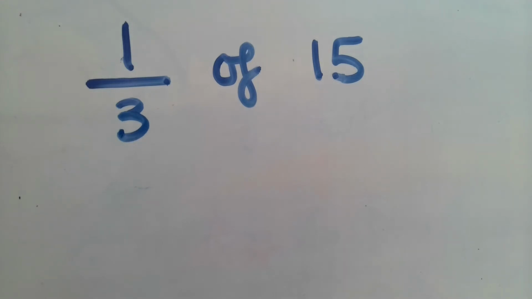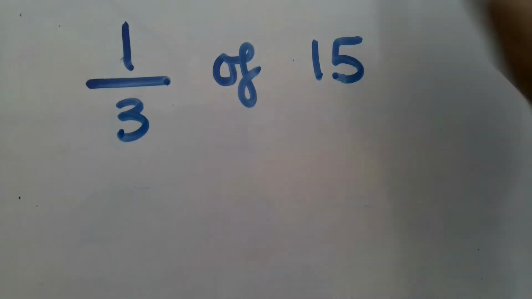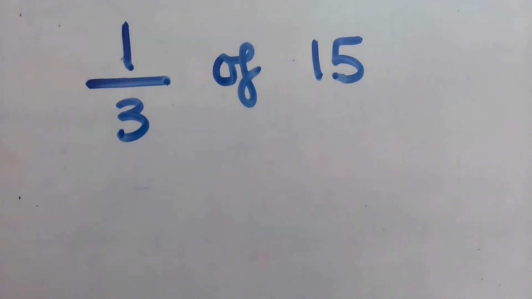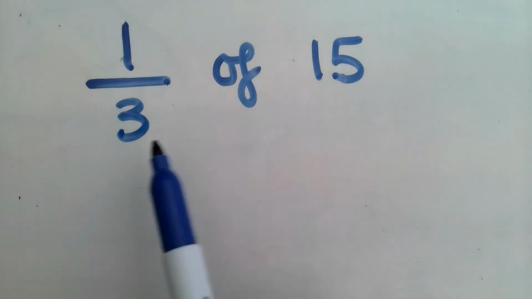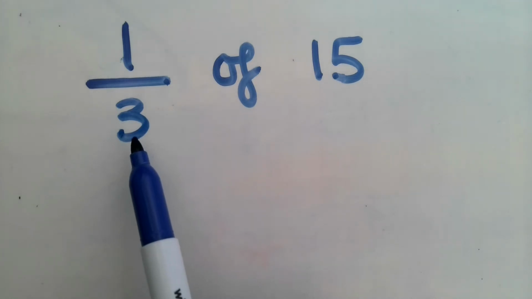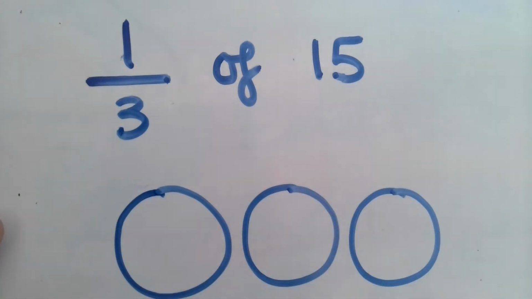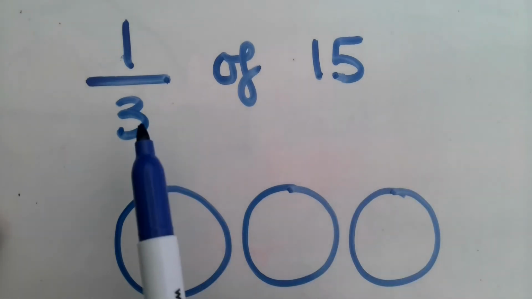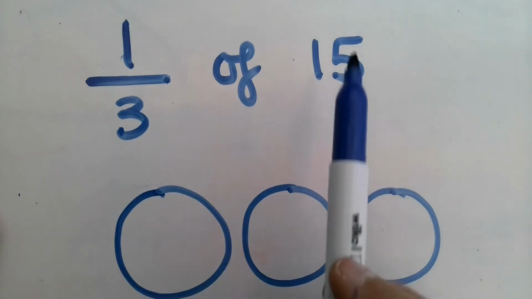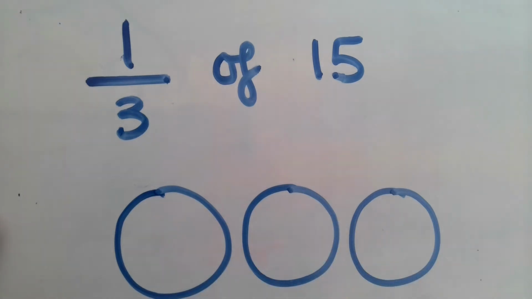Your next problem is 1/3 of 15. If you feel super confident, you can pause the video now and you can go and have a go. If you don't feel super confident, then don't pause the video and keep watching and we can do it together. So I've got 15 altogether. I need 3 groups. I have now got my 3 equal groups. I need to do 15 divided by 3 because I need the 15 to be put into my 3 equal groups.